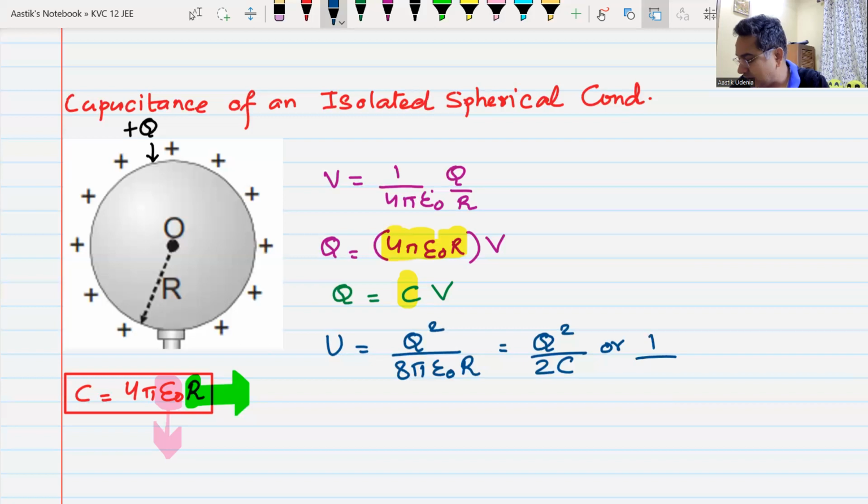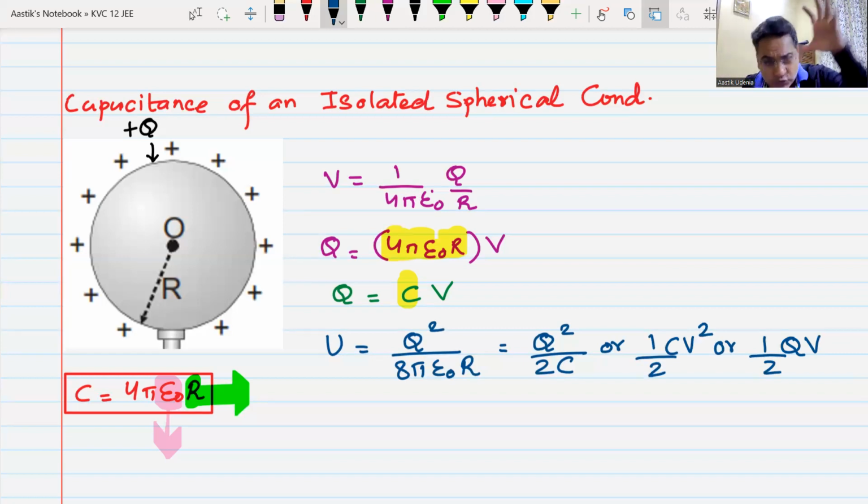You can write it as half CV square. Just put Q is equal to CV and you will get half CV square. Or you can write it as half into Q into V. So this becomes the electrostatic potential energy, or the energy stored in this conductor. But remember, this energy is not stored in the conductor, it is stored in the space surrounding the conductor. Do we understand this?